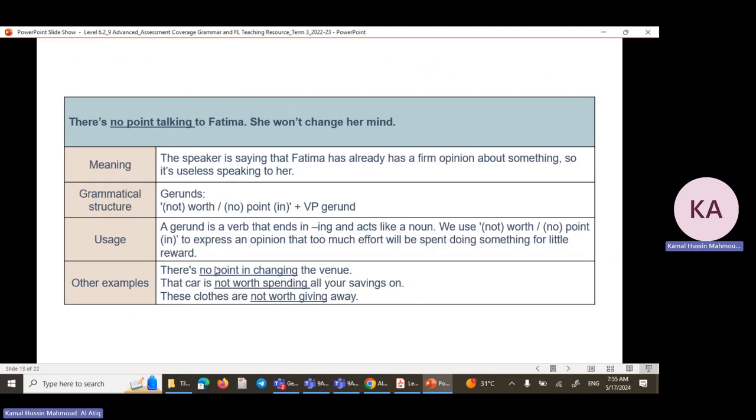During the exam, you will have different answers or different choices. For example, there is no point talk. There is no point talked. There is no point talking. You must choose talking because after there's no point, I have to add gerund.